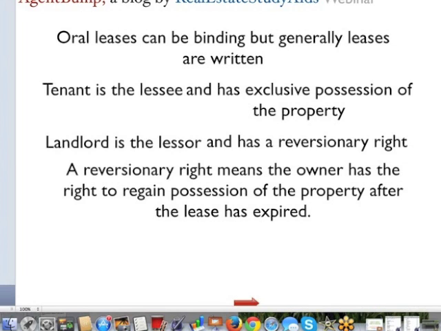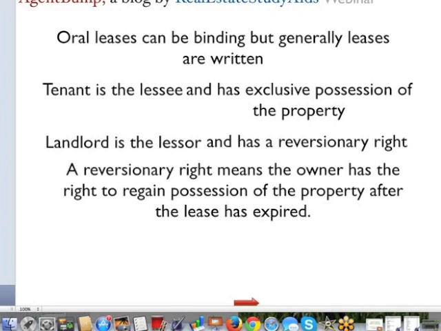Okay. Oral leases can be binding, but generally leases are written. So understand the difference between what is legally required and best business practice. You can have an oral lease. People get this wrong on their exams because that's not good practice. General practice, you always get it in writing. But that doesn't mean you can't have an oral lease. So understand the difference between what is legal and what is just good business practice. On your exam, this is a law test. So you have to understand that you're looking for what is legally correct. And legally, you could have an oral lease. Does that make sense?